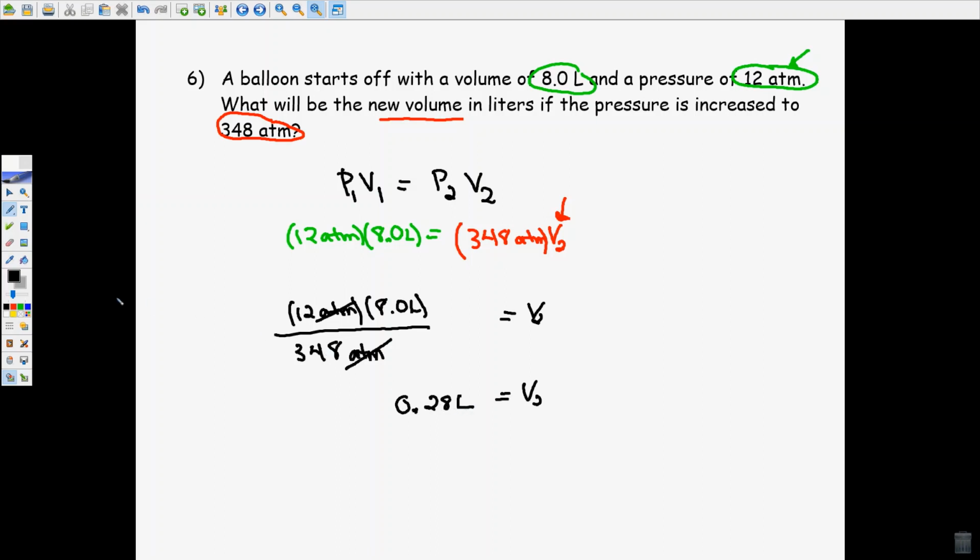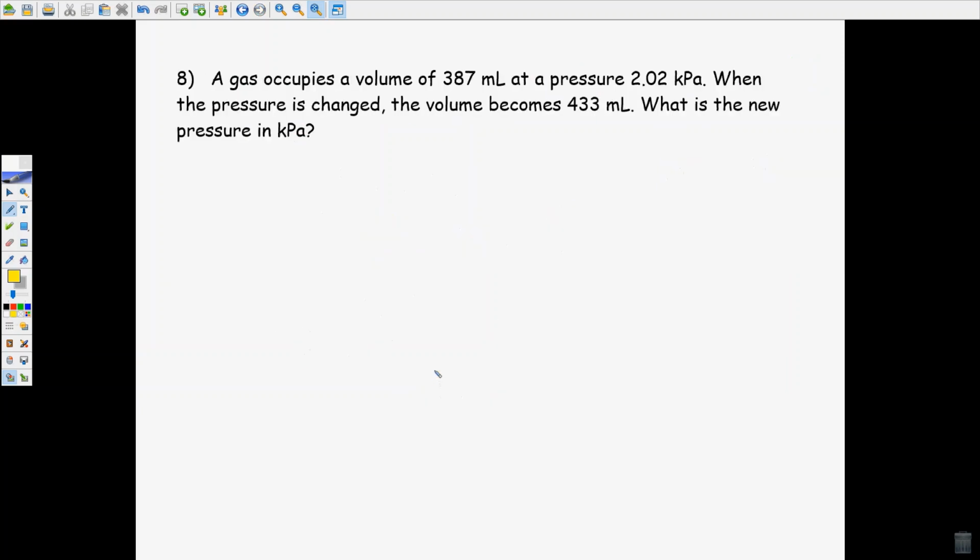Let's make sure that makes sense. So for example, we know with Boyle's Law that there's an inverse relationship between pressure and volume. So as pressure goes up, we expect volume to do the opposite. It should go down. So notice that that is the case here. We start out with a pressure of 12 atmospheres. We went to a pressure of 348 atmospheres, and we should see that the volume should go down. And that's what we did observe. It started at 8 liters and it went all the way down to 0.28 liters. So that makes sense in terms of Boyle's law.